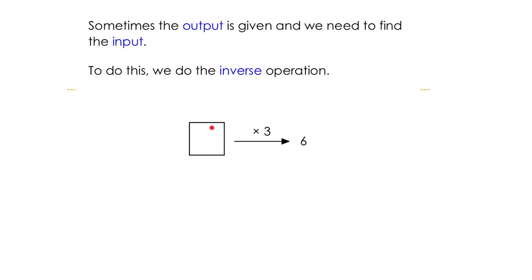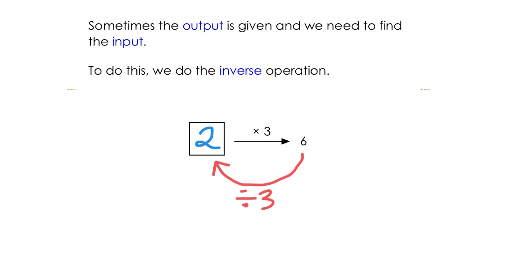We don't know what the input is. We know the rule of the function is times 3, and we know the output was 6. So working backwards, doing the inverse operation, we can figure out what the input is. Of course, the inverse of times 3 is divide by 3. Those are opposite operations. So if we take the output and divide by 3, we will work backwards to get what the input was, in this case, 2.